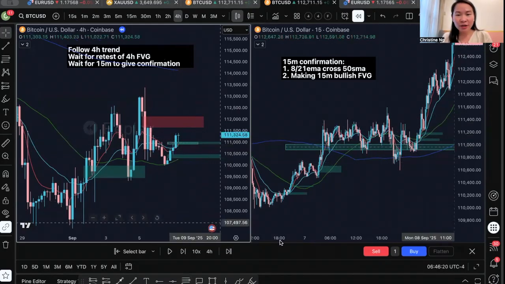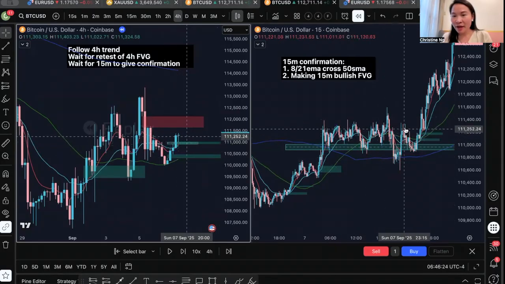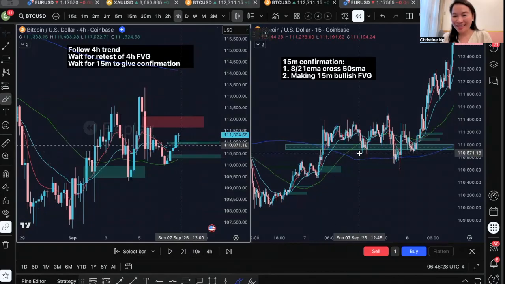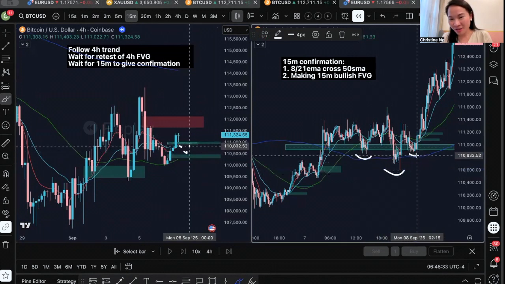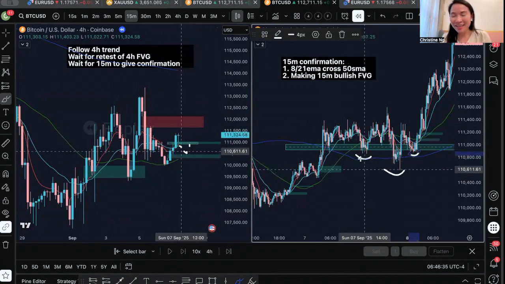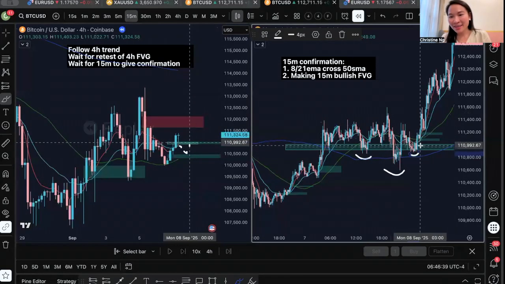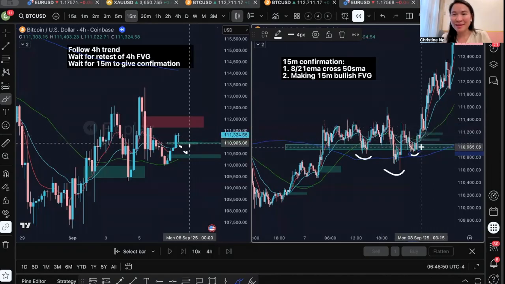So you can see here that when it came back to the 15 minutes, it started making this pattern, which we call an inverse head and shoulders. It's like this. This is the shoulder, the head, and the shoulder, and it's inverse because it's upside down. So this is actually a bullish pattern. And you can see here that price started making a 15 minutes bullish fair value gap, and the 8 and 21 EMA started to cross back above the 50 SMA.